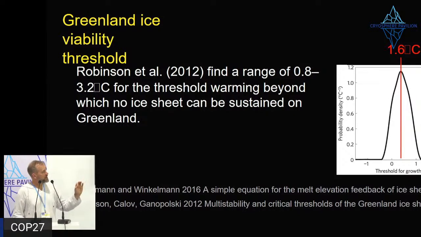And given the projected warming, nevertheless, it's inevitable that Greenland crosses its viability threshold. And right now we're at, let's call it, 1.2. There's still some warming that Greenland can tolerate before it comes into a state of irreversibility.